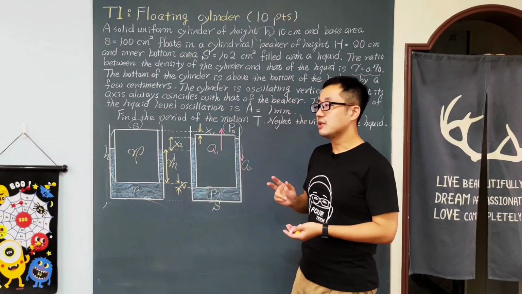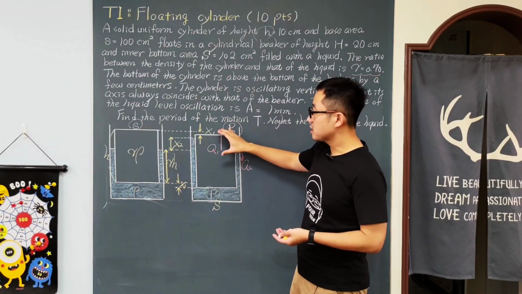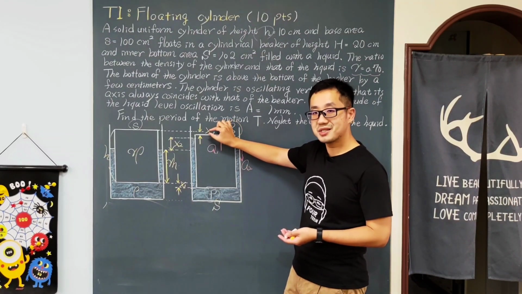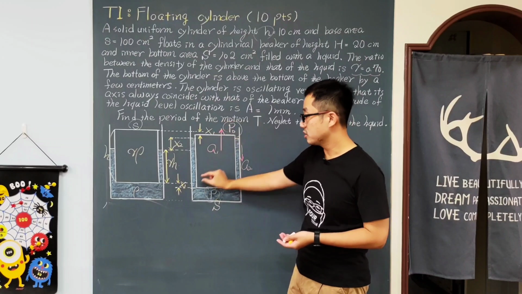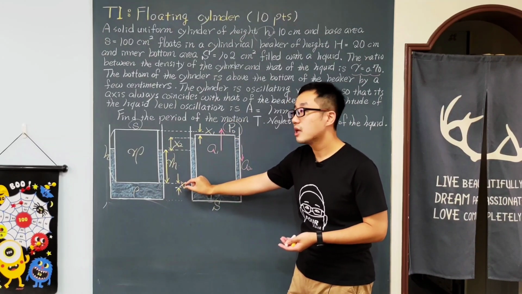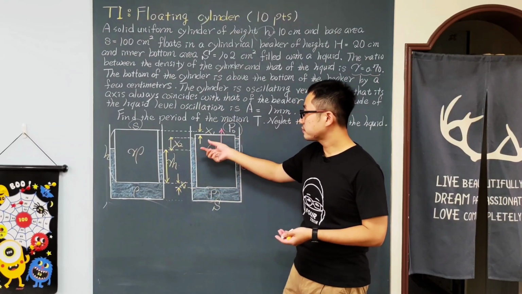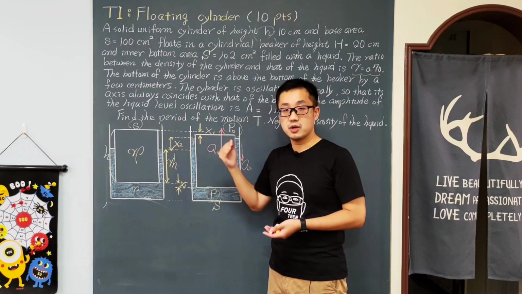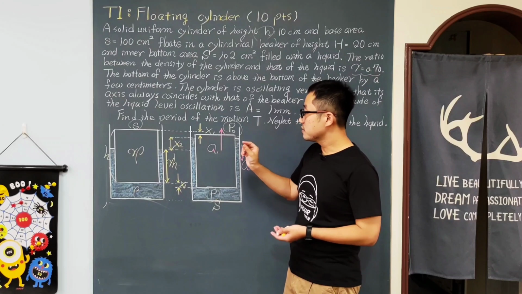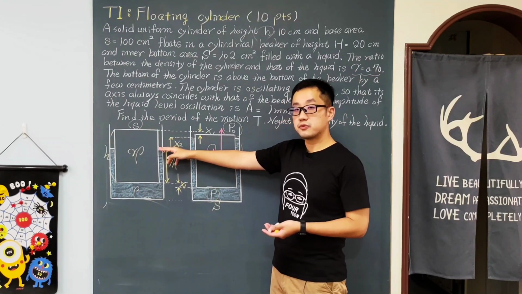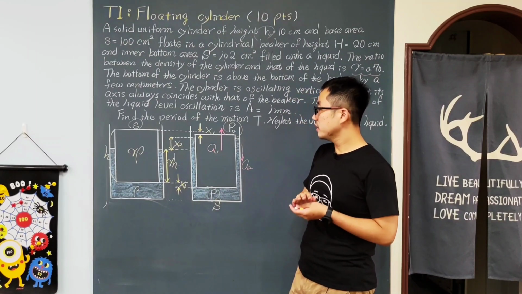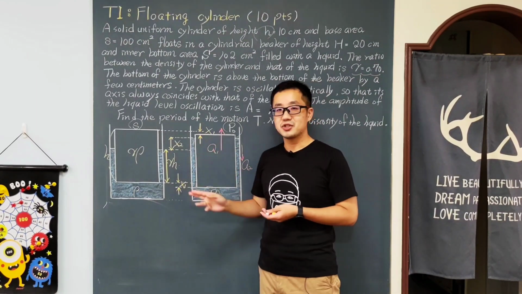Imagine I now displace the cylinder downward a little bit away from its equilibrium point by distance x1. The water surface is going to rise as well. Let's say the distance of the water surface away from its original position is x2. First, I want to find out the relationship between x1 and x2.